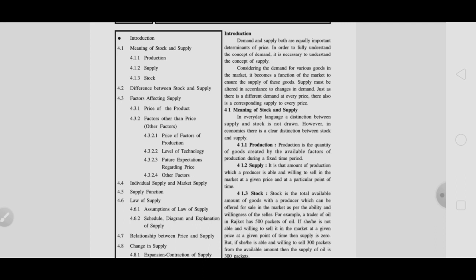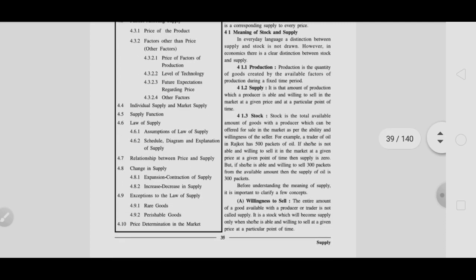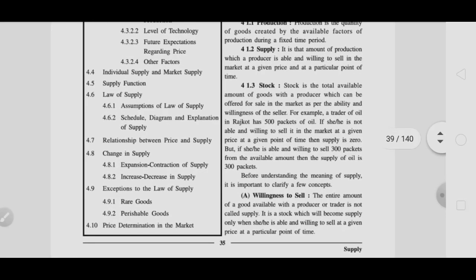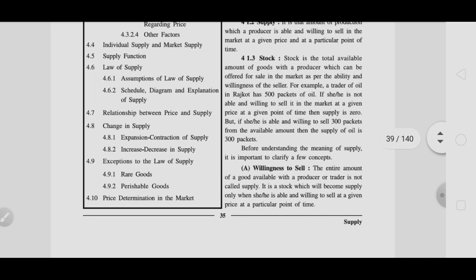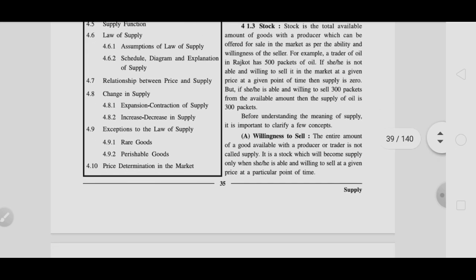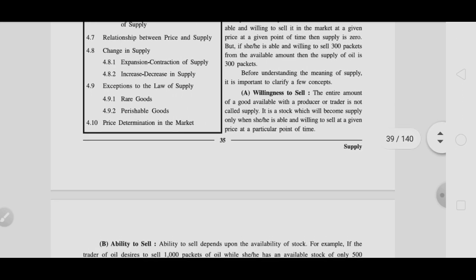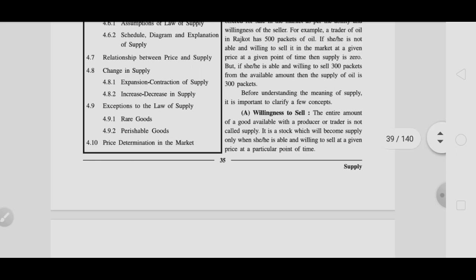There will be the difference between production, supply and stock, which are very small topics. Then individual supply and market supply. As we have a demand function, here also we have a supply function. Law of supply, relationship between price and supply. Change in supply, that is expansion, contraction, increase, decrease. Exceptions, and lastly price determination in a market.